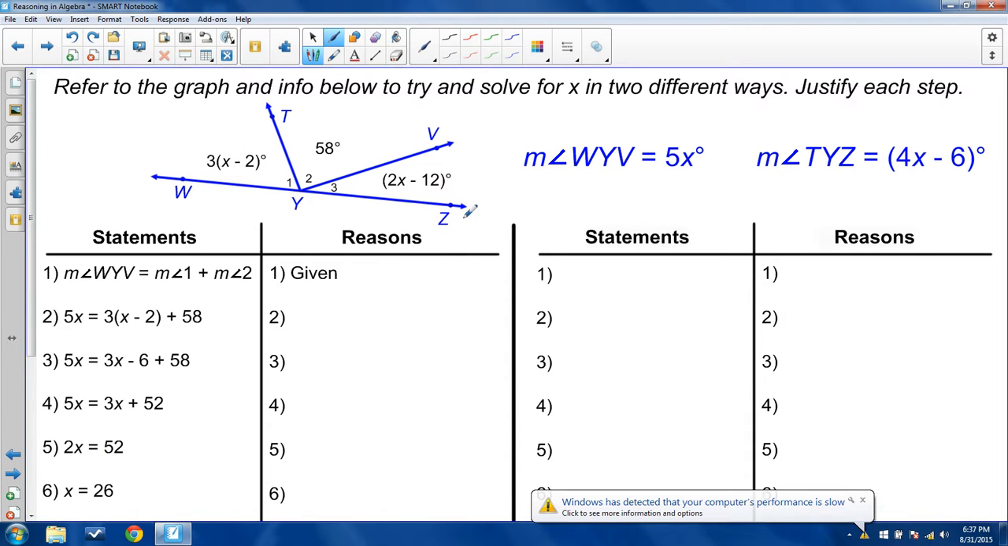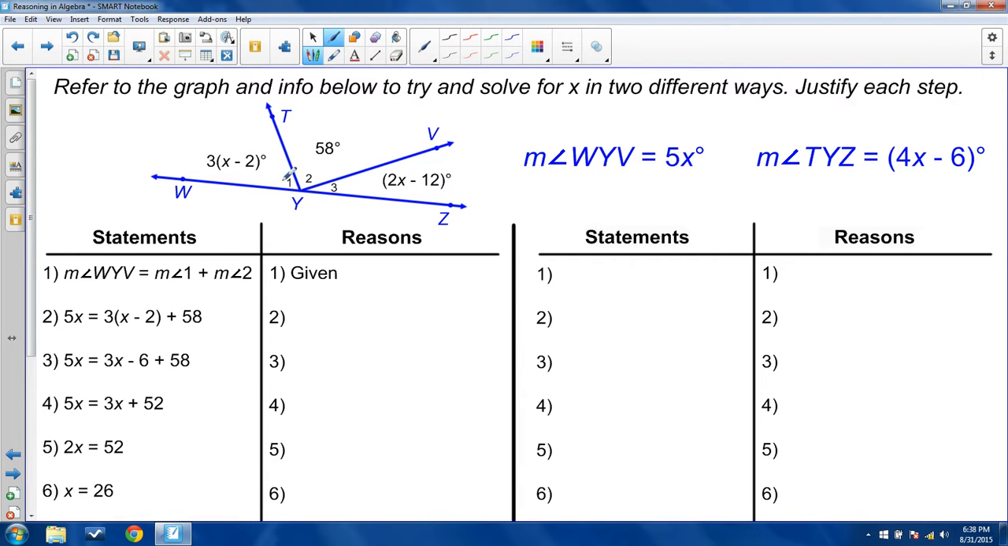Okay, I only have 2 more examples for you. They're both based on the same thing, and they're 2 different ways to solve for x. This is a little bit more geometry, perhaps, so refer to the graph and info below to try and solve for x in 2 different ways. So there's one way that I'm going to do with you that's already set up, and then I'll make sure to give you the steps with it.